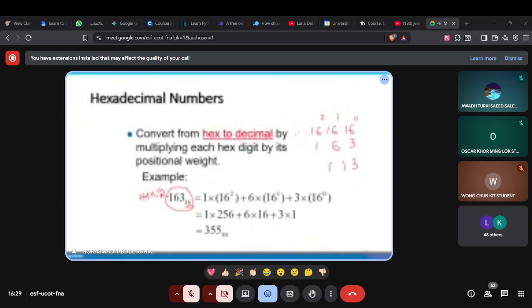Because later on you want to add. So 16 power of 2, what you get is 256, multiplied by 1 here. So it should be 256. Now just add, and you will get 355 in decimal. Same as binary, only in the hexadecimal form.